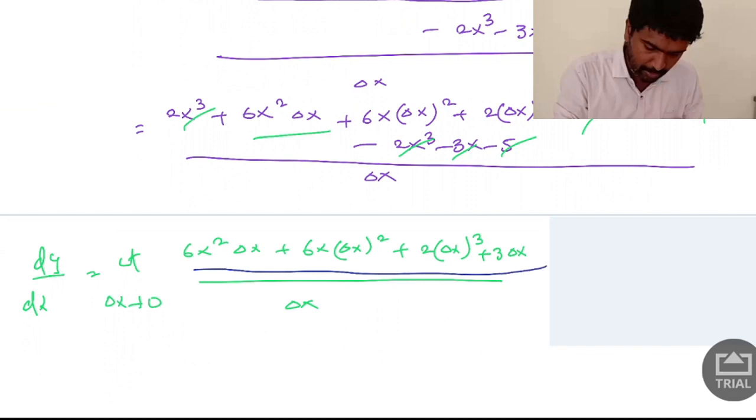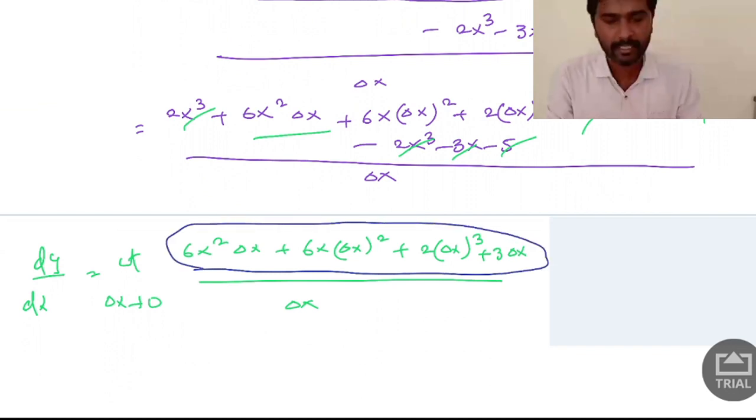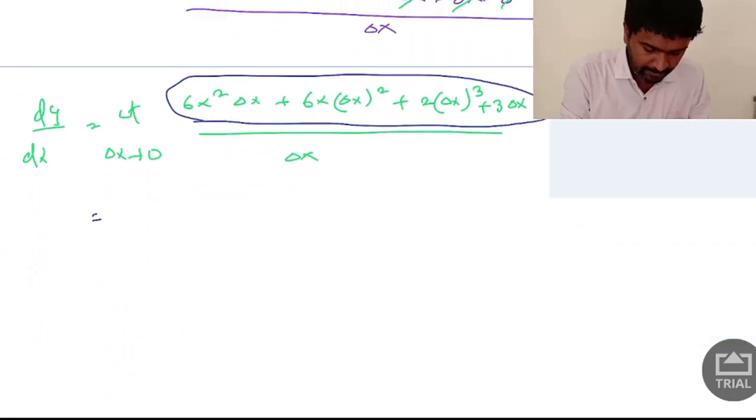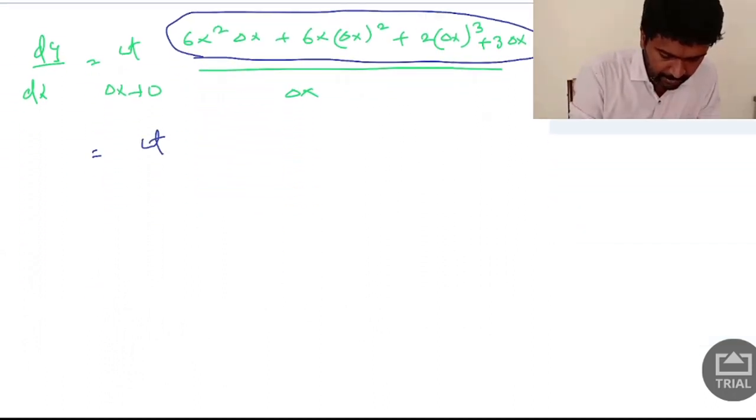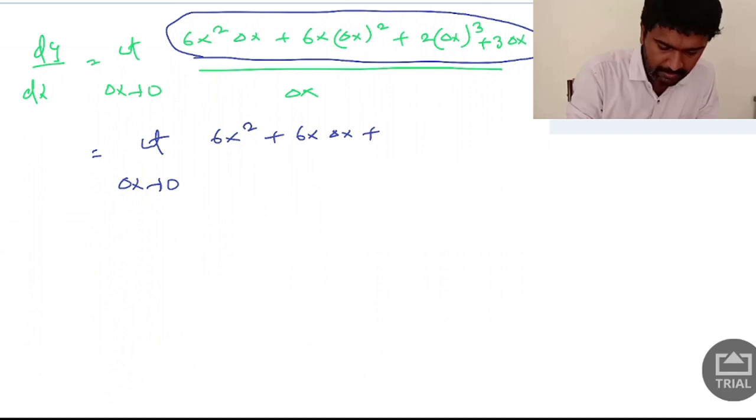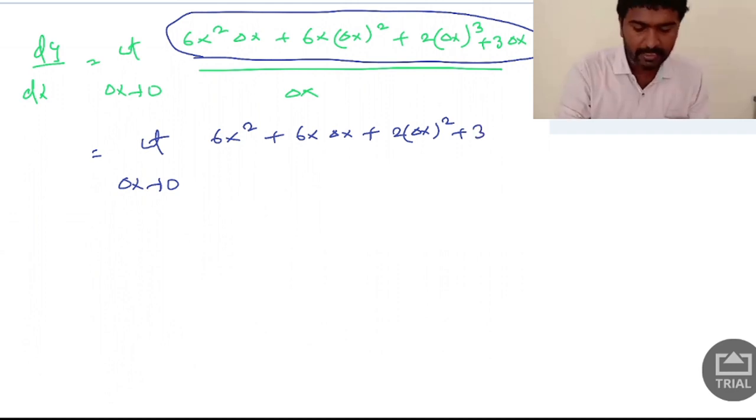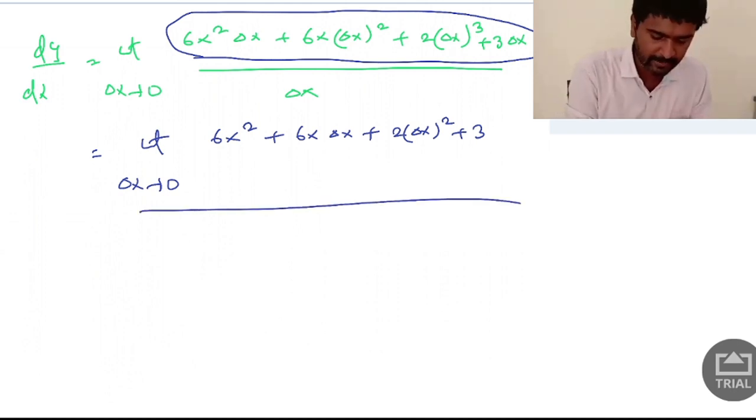You can take delta x common in this equation. Now you can cancel that delta x by this delta x. So if you do that, you will get limit delta x tends to 0, 6x square plus 6x delta x plus 2 delta x whole square plus 3, into delta x, and that delta x can be cancelled by this delta x. So this is the equation you are getting.